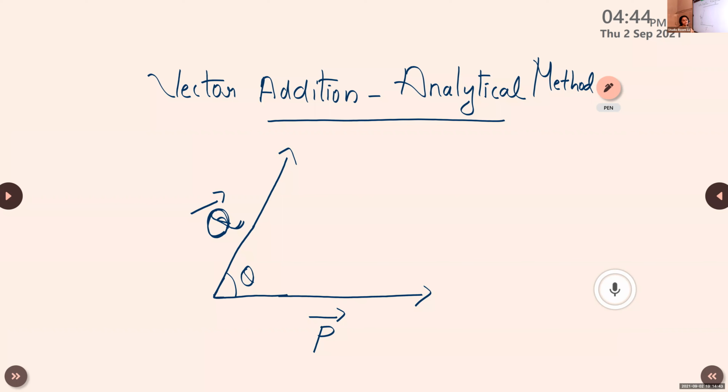Here, the resultant vector can be determined by applying the parallelogram law. By applying the parallelogram law, we are going to describe the vector addition by the analytical method. In order to explain the method of vector addition by the analytical method, we are combining the parallelogram method.